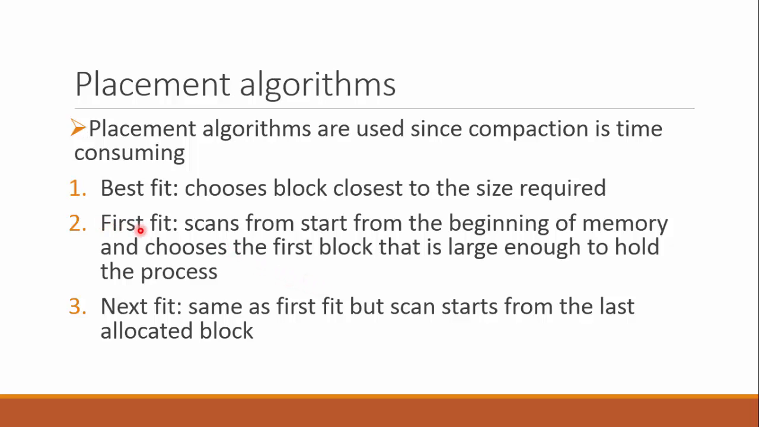The next one is first fit, and what happens in this is the program scans from the top of the memory, and the first block it is able to fit in, it allocates that process to that memory block. And next fit is the same as first fit, but the scanning starts from the point where the previous allocation was done. Okay.